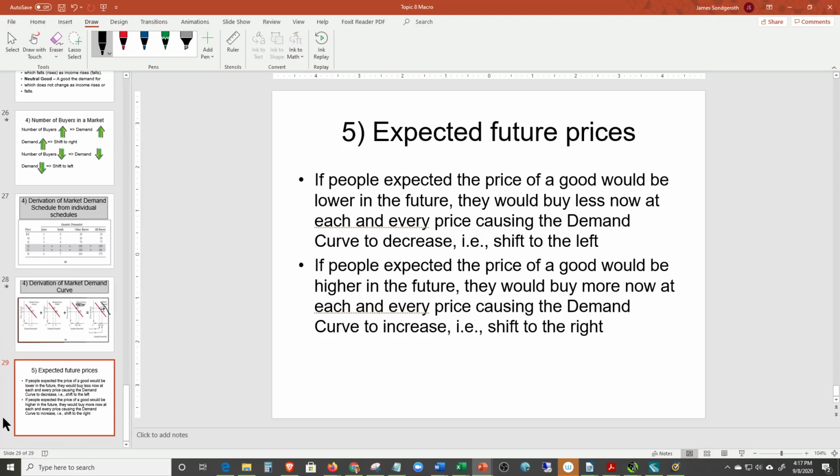Let's see what we have here. Expected future prices, and here we talk about what happens to the quantity demanded as expectations change. And really, you could use the most recent example, and there are other goods too, like masks during the COVID-19 pandemic, or toilet paper right at the beginning of it.